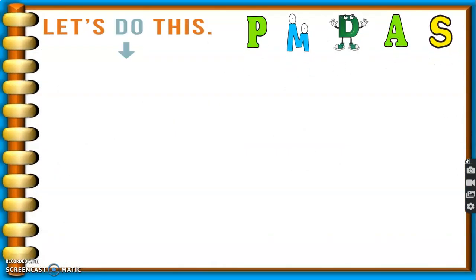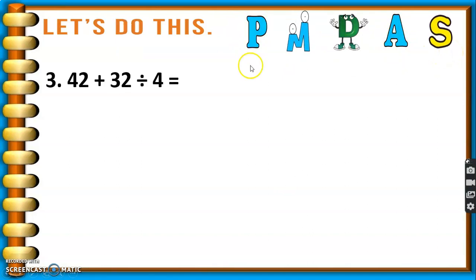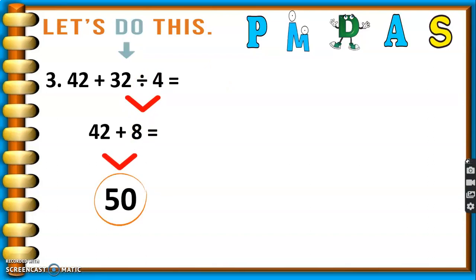Let's follow this pattern, P, M, D, A, S. Number 3, we have only two combined operations, addition and division: 42 plus 32 divided by 4. P, there is no parenthesis. M, there is no multiplication. D, yes, we have division: 32 divided by 4 is equal to 8. Then A, addition: 42 plus 8 is equal to 50. Number 3, 50 is the answer.